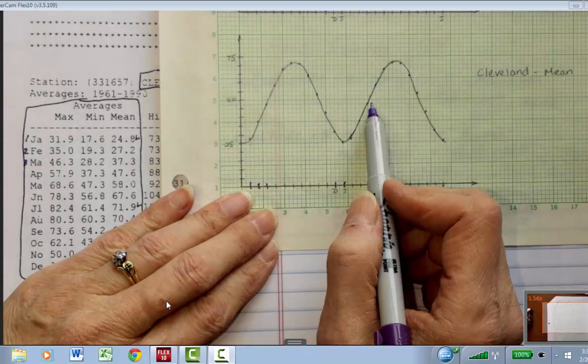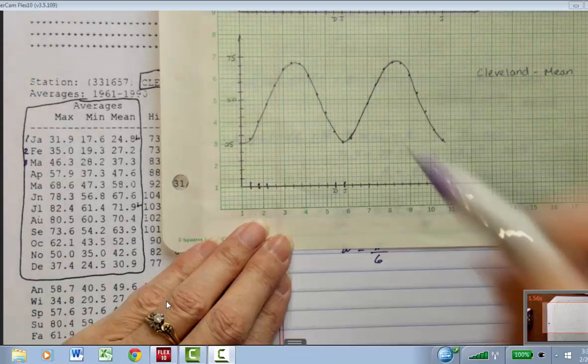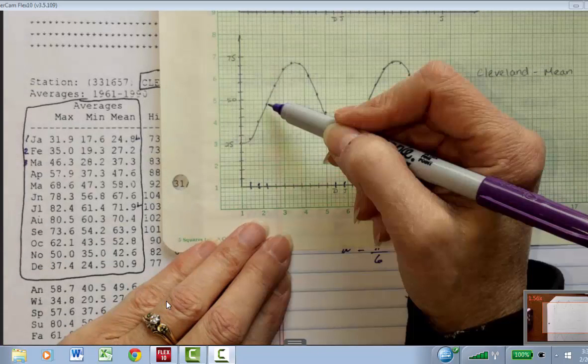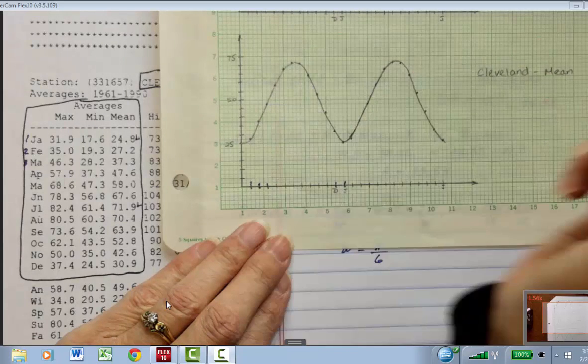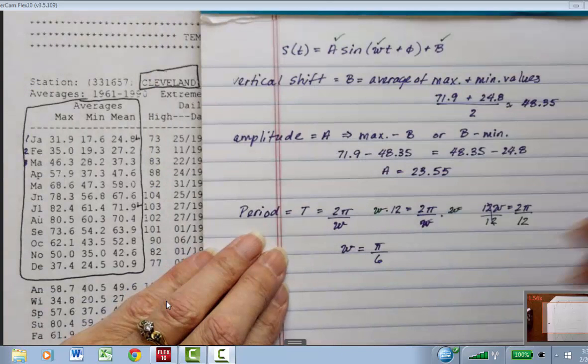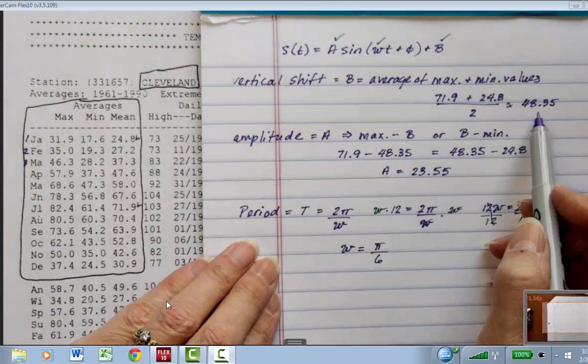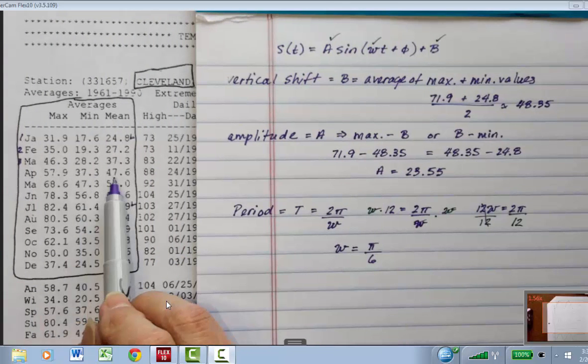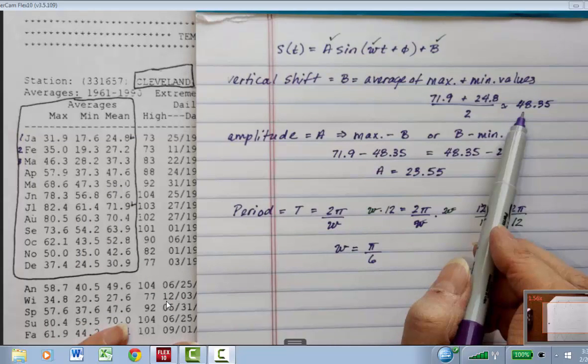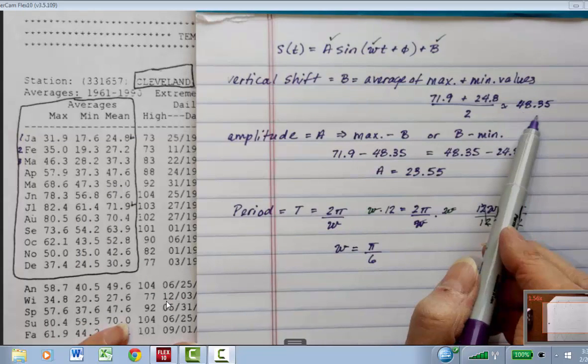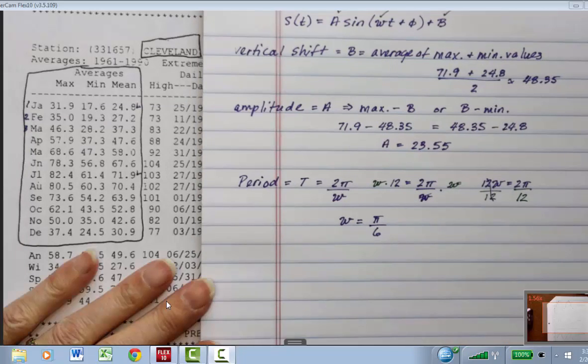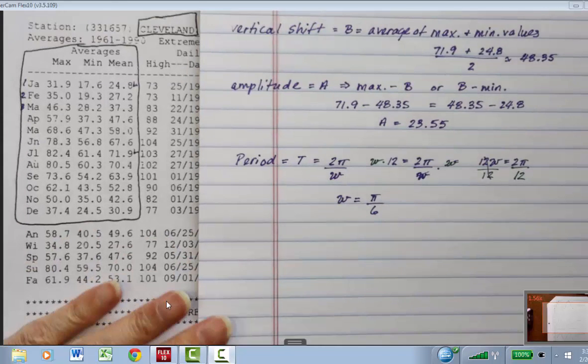So can you see where this point right here, which corresponds to April, is darn close to the 48.35 that we're hoping to have. So if I look back on my chart here, 47.6 is real close to that vertical shift of 48.35. So we're just going to go ahead and first we're going to try what if t is equal to 4, as in for April.